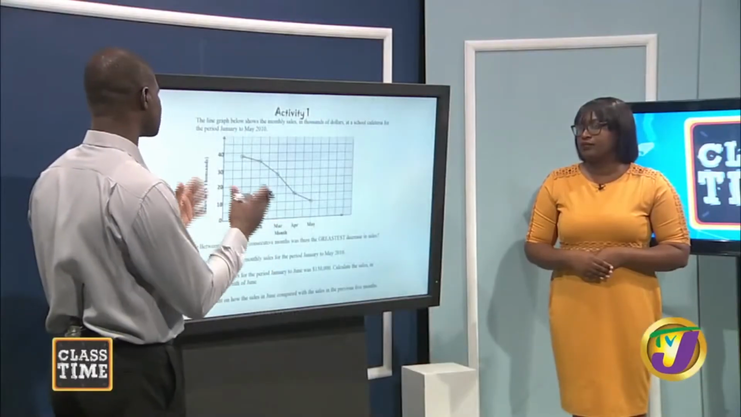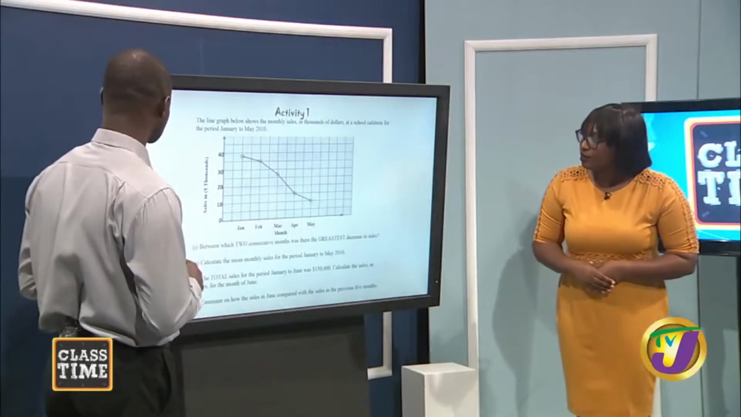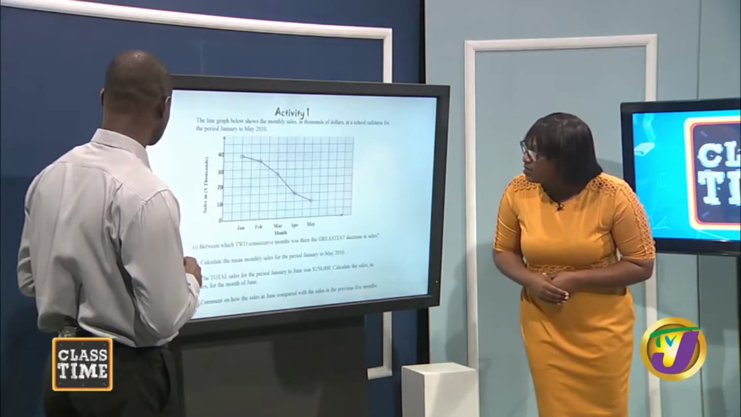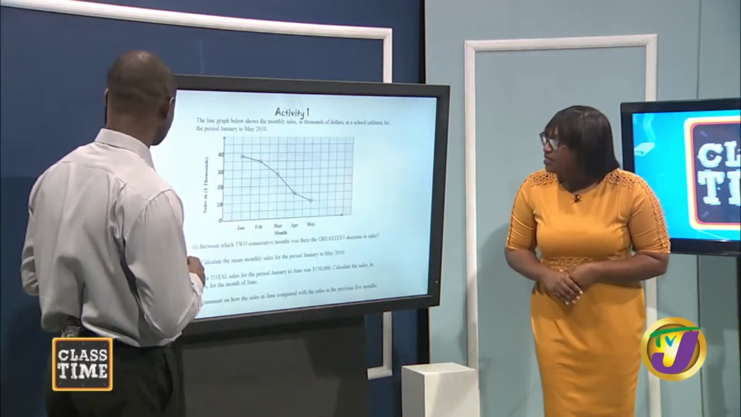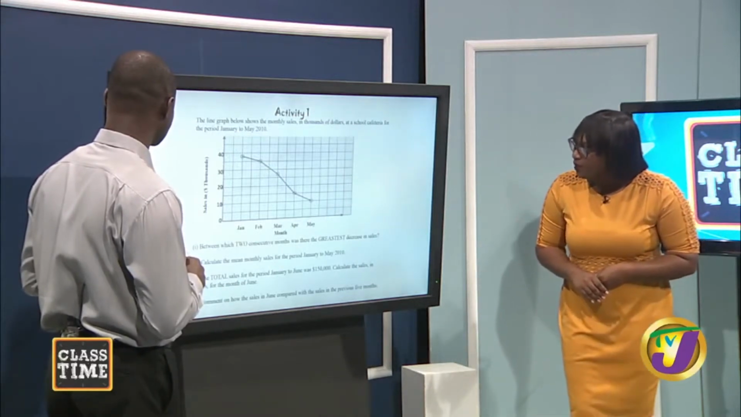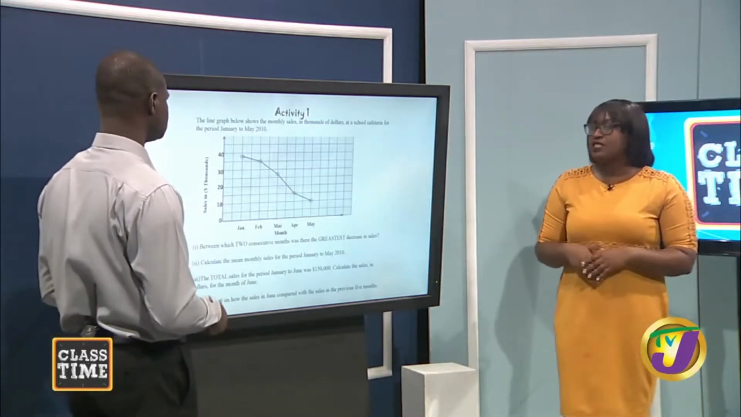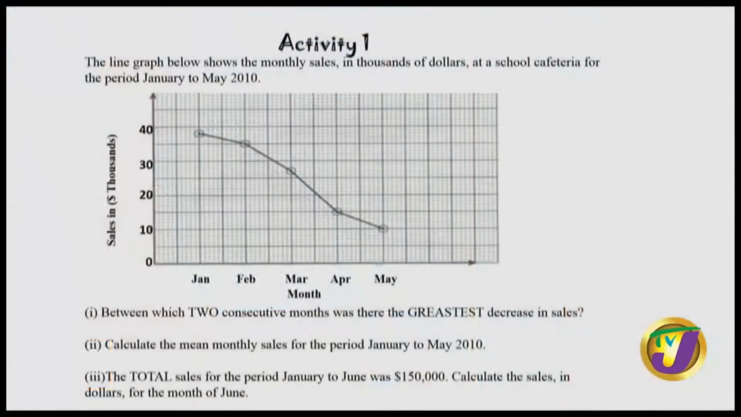But what is it in terms of value? Okay. So we're going from, in March, we had what? $27,000 in sales, and in April we had $15,000 in sales. Yeah, right. So if we were supposed to quantify it in terms of a monetary value, that is what it would be. Definitely. All right. Part 2 says, calculate the mean monthly sales for the period January to May 2010.